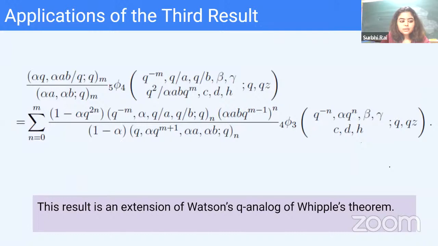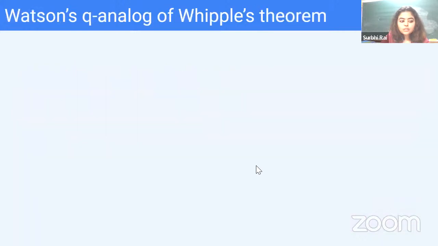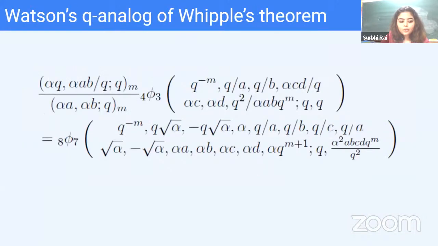Now, in the third result, same as the last one, Liu substituted the sequence A_k with a term to obtain this q formula. He then put a few particular values to the variables to obtain this result. This proposition contains Watson's q-analog of Whipple's theorem as a special case. Thus, we may regard it as an extension of Watson's q-analog of Whipple's theorem, which is given by this summation formula.